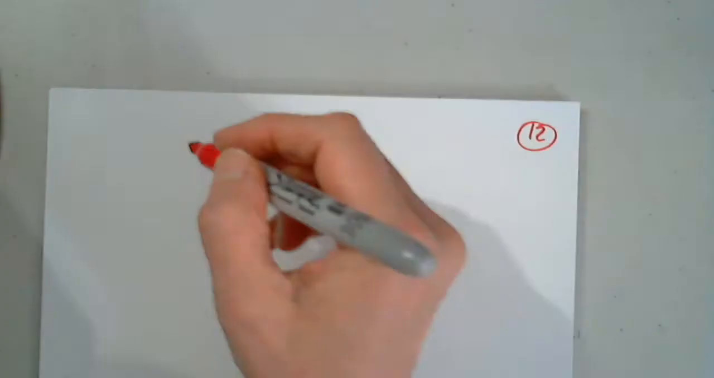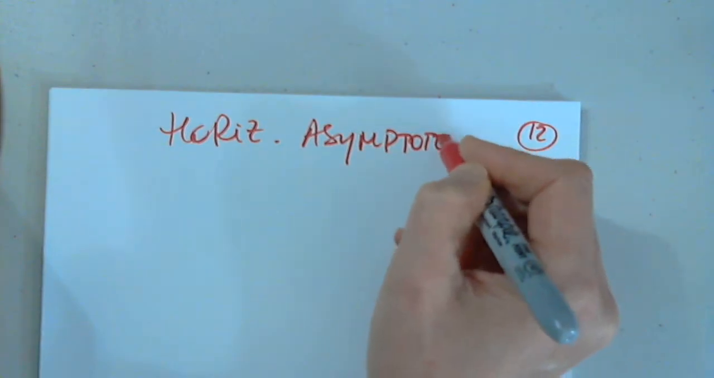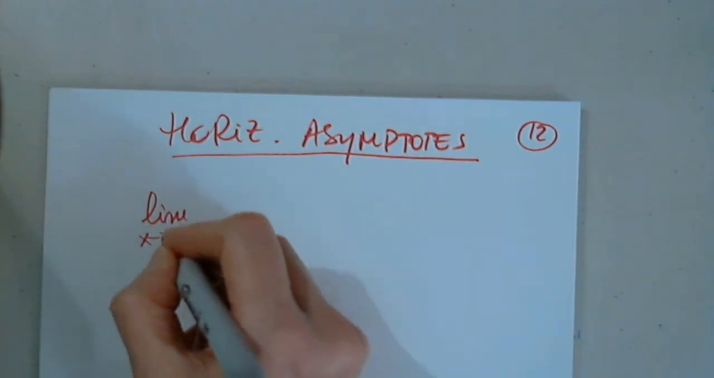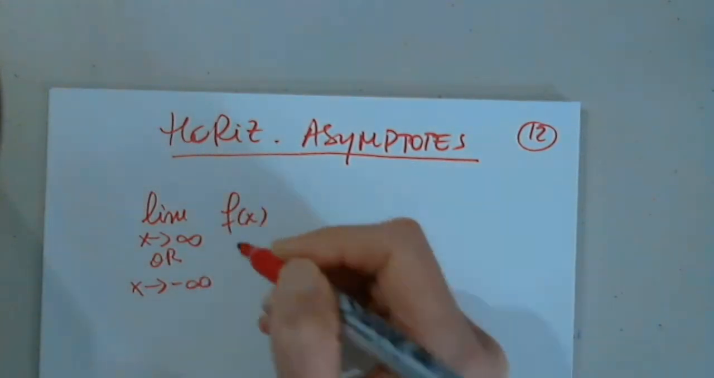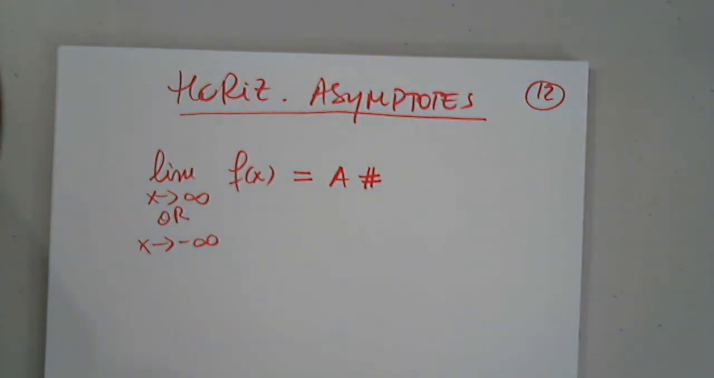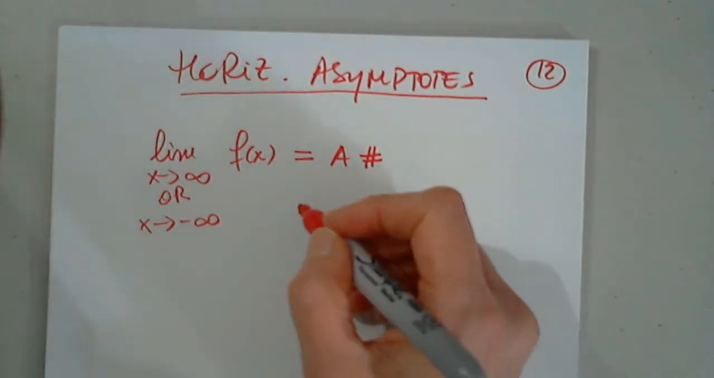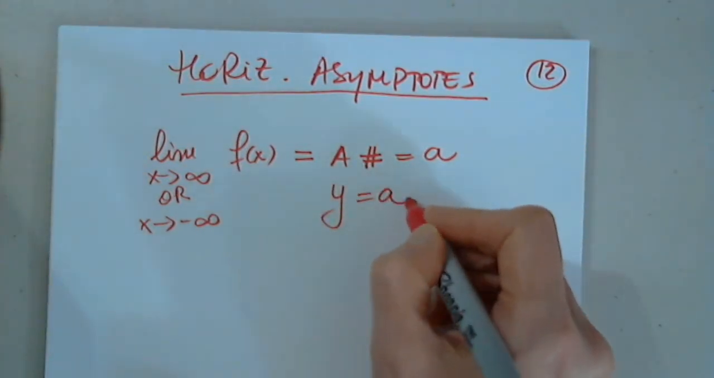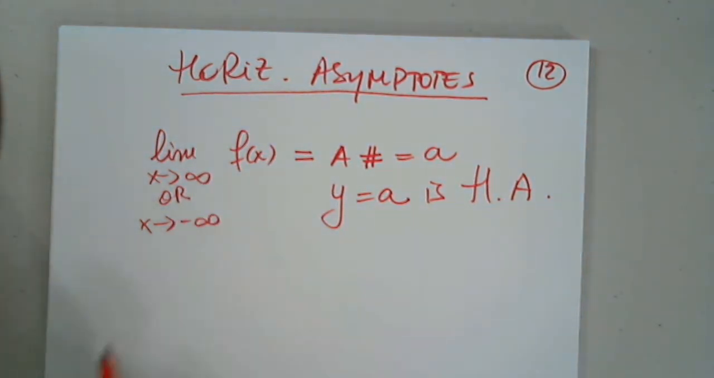Now let's talk about horizontal asymptotes. Horizontal asymptotes are determined only when we determine the limit as x approaches infinity or x approaches -infinity of f of x, and only if the result is a number. If it's infinity or -infinity, no. Let's say this is a number a, then y equals a is a horizontal asymptote. It could be at both ends or just one or the other.